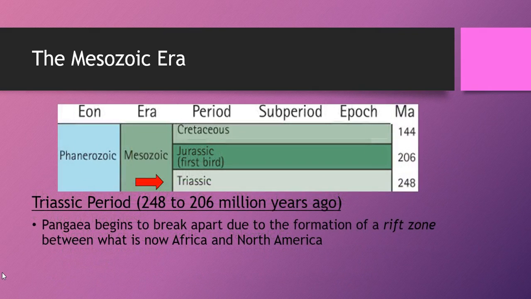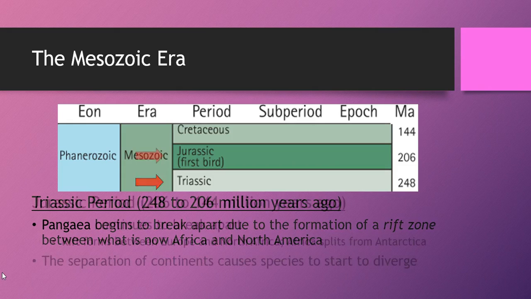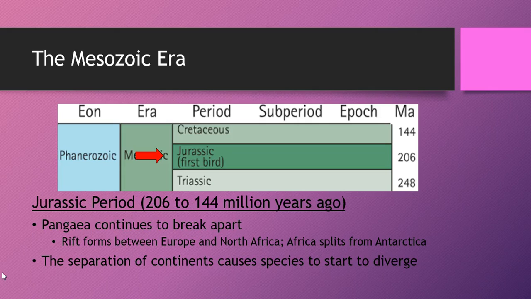During the Triassic period, from 248 to 206 million years ago, Pangaea starts to break apart, and a rift is formed between what is now Africa and North America. During the Jurassic period, from 206 to 144 million years ago, Pangaea continues to break apart, and the rifts form between Europe and North Africa, and Africa splits from Antarctica. All of this separation of these continents, these land masses breaking into different pieces, separates species and causes them to diverge from one another. They start to evolve in different ways.